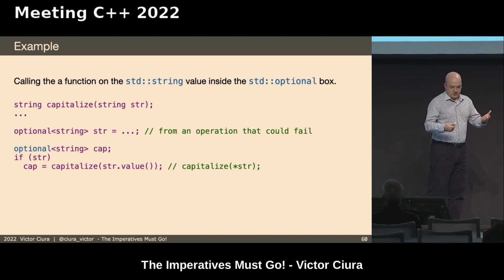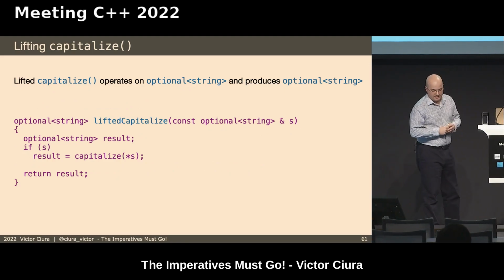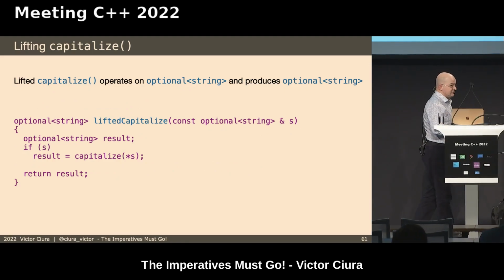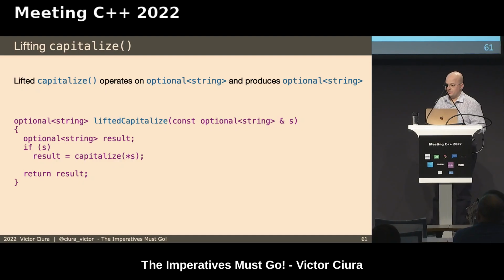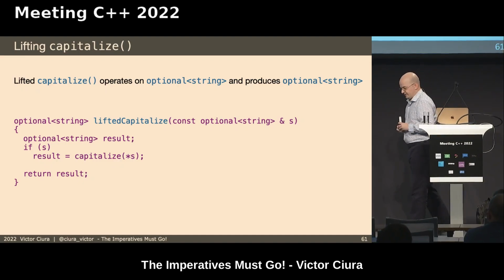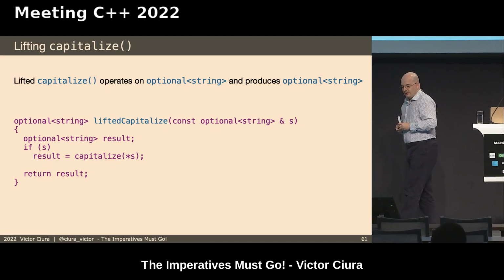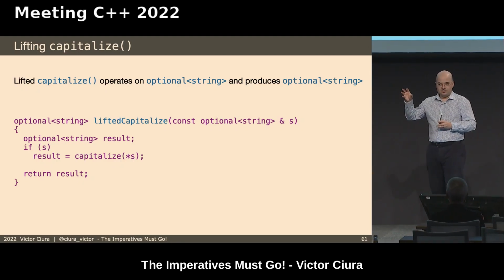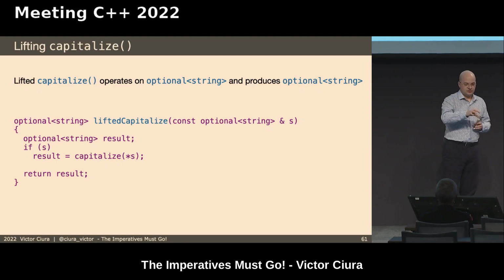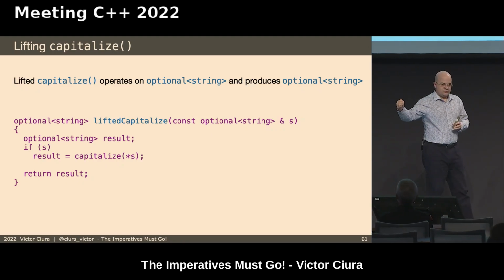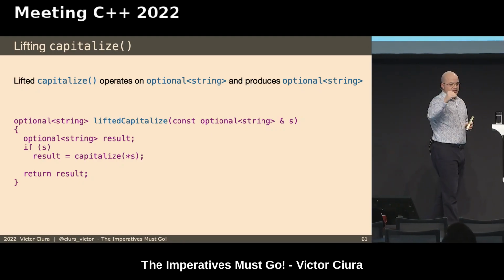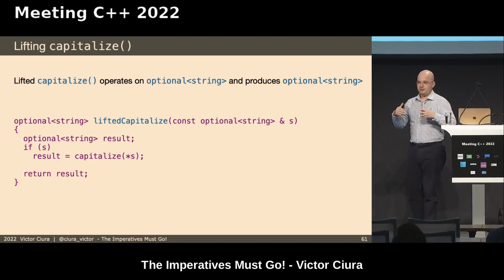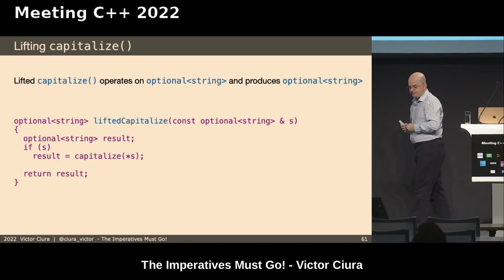And of course, we can change that to an optional string. But that's not the idea. The idea is building a lifting operation. And this is where I go back to lifting. We can think about a lifted capitalized function that works on an optional string and returns an optional string. So rather than going from string to string, it goes from optional string to optional string. It's like changing the domain and codomain of a function.